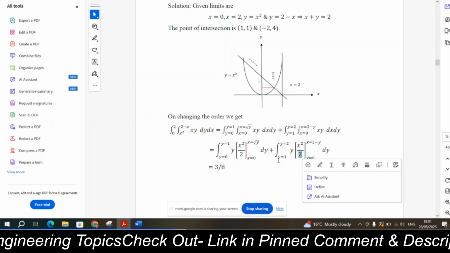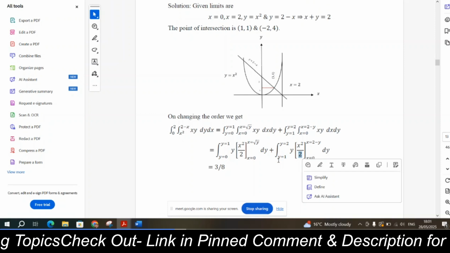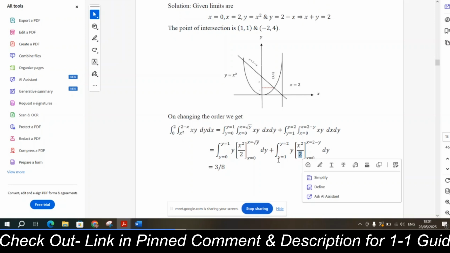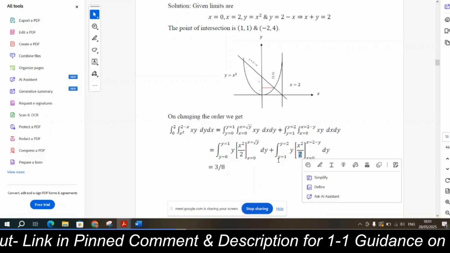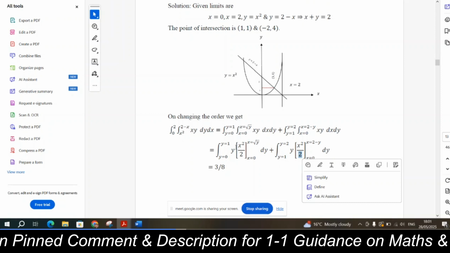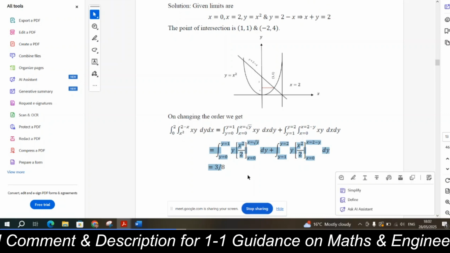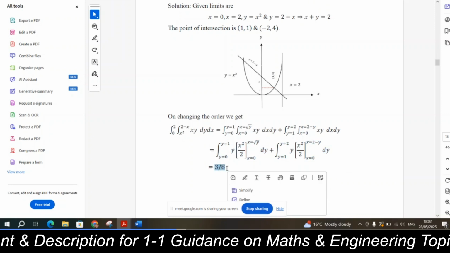And after multiplying each term by y, then integrate: y cube minus 4y square plus 4y. That's correct. Plus 4y. And then you have to integrate them. And after integrating, you have to substitute the limits as well.